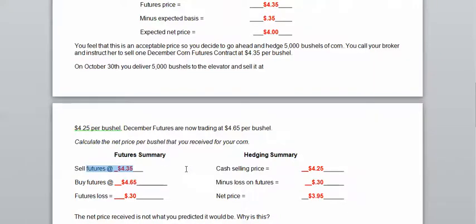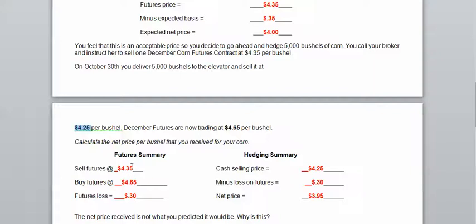On October 30th, we deliver 5,000 bushels to the elevator and sell it at 4.25. December futures are trading at 4.65. So futures are 4.65, cash price is 4.25. That's a difference of 40 cents. Our basis is 40 cents. We predicted a basis of 35 cents, so basis is slightly wider, 5 cents wider than what we projected.